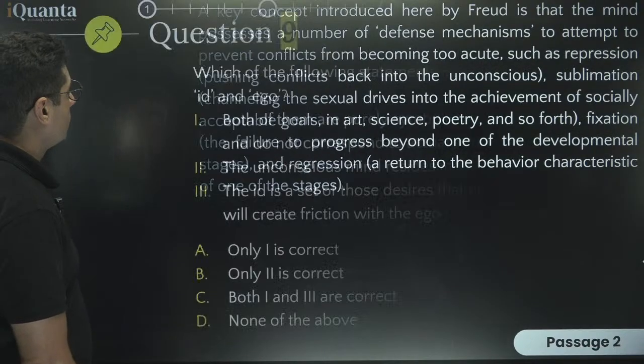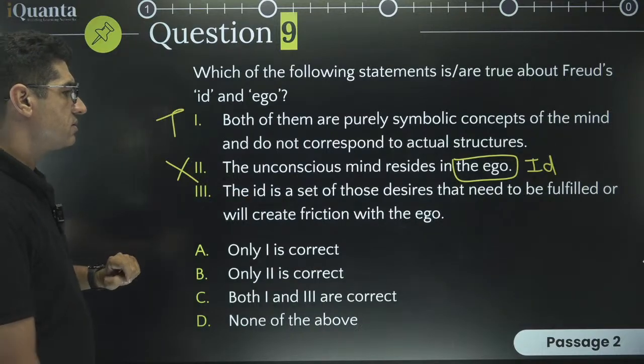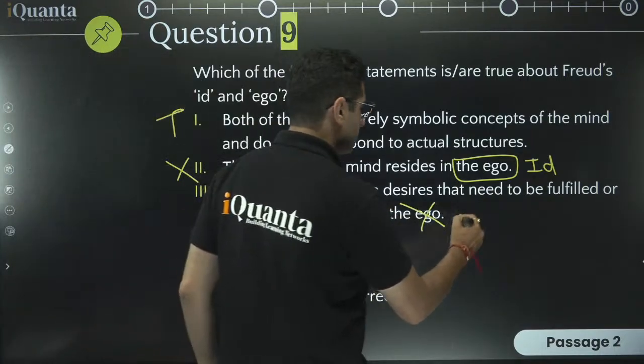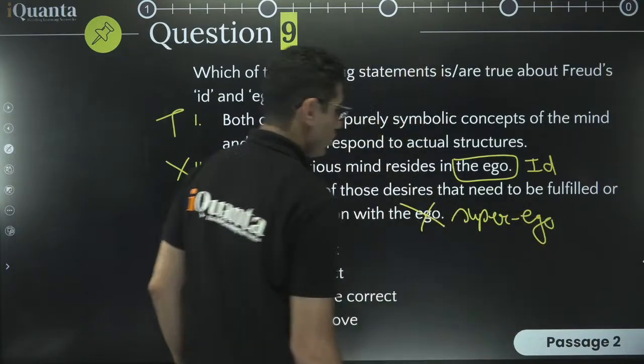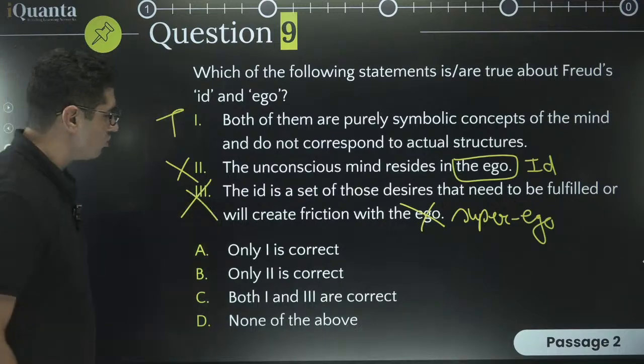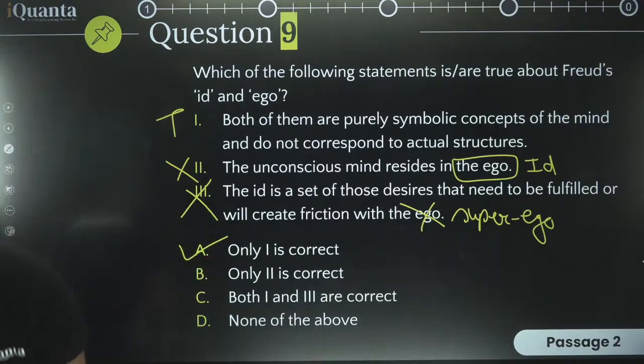So, what does id fight with? The id comes and fights the superego, not the ego. So even this is not true, which means that our answer should be A. Neurosis is mental illness. Raj, in this context, you can think of neurosis as any mental disorder or any mental illness.